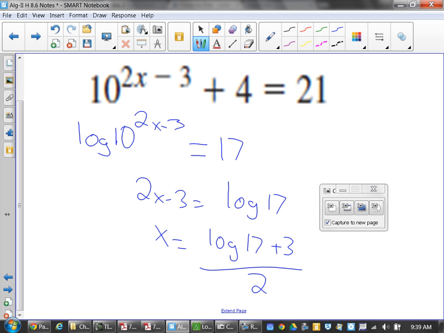Wait, would you add the 3 to the 17 or no? No, because the log of 17 is an exponent, remember? Okay. So in your calculator, you just type in log 17, close the parenthesis, plus 3, hit enter, divide by 2, hit enter.